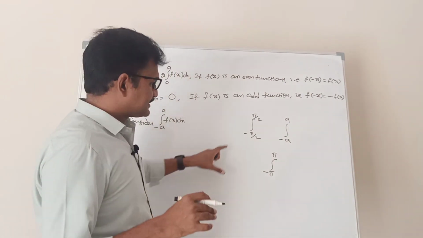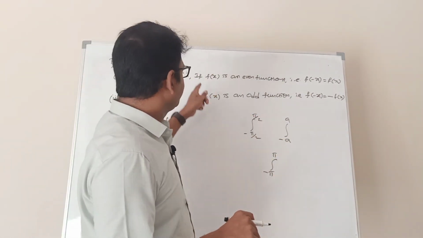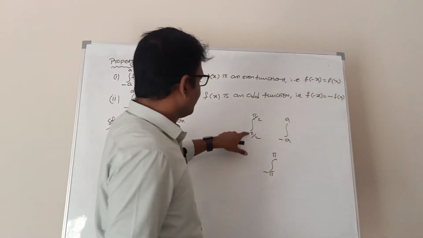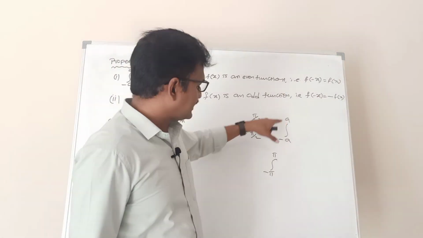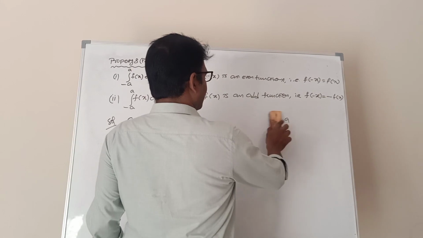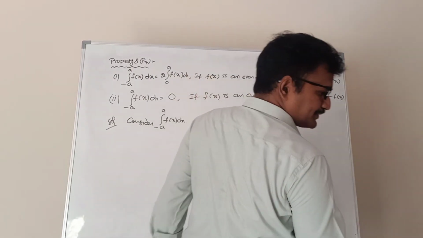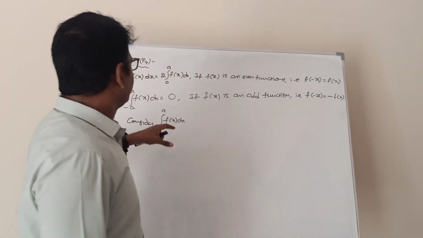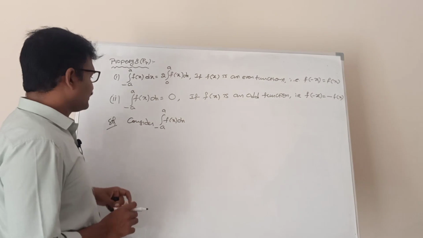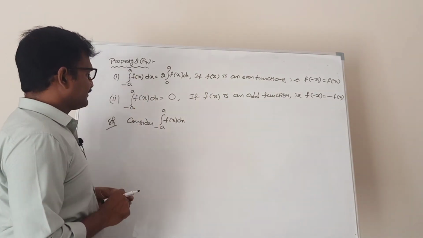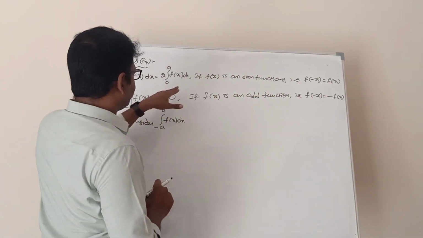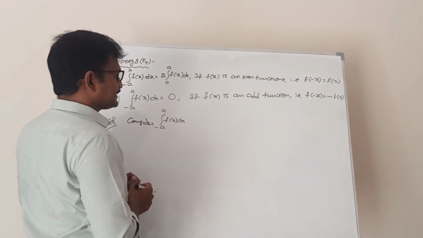Wherever this type of problem comes, you need to check whether the function is an even function or an odd function. Wherever the lower limit and upper limit are the same values with opposite sign, you need to check whether it is an even function or an odd function. If it is an odd function, the answer is 0. If it is an even function, it is 2 times of 0 to a f of x dx. Like this we can write. So now I am proving integration of minus a to a f of x dx equal to 2 times of 0 to a f of x dx if it is an even function and 0 if it is an odd function.